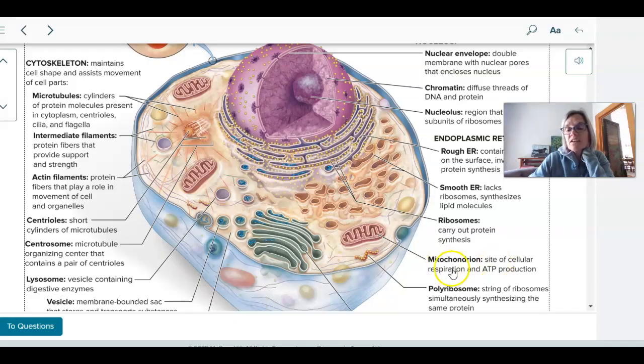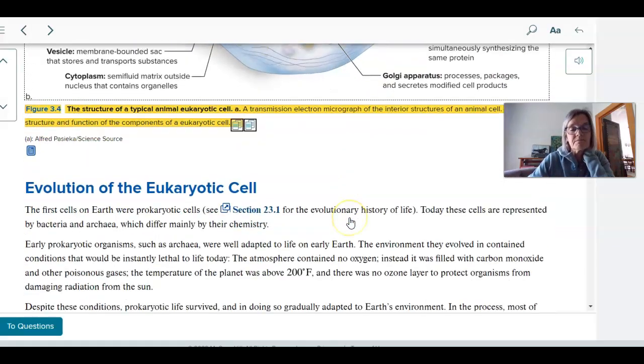It says the site of cellular respiration and ATP production. Cellular respiration is something we're going to talk about in this lecture, and it's a way that cells take glucose and make ATP, converted into a usable form of energy for the cell.